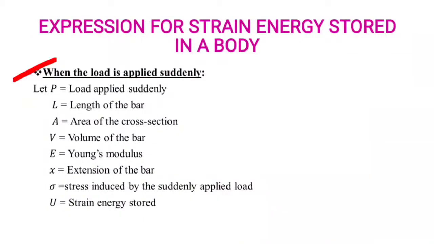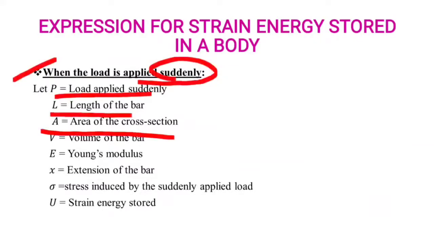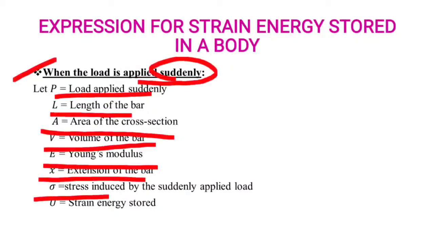Okay, the first case we can see, load is applied suddenly. We don't have a gradually applied load, we have only two cases, that is first one is suddenly applied load, second one is load with impact. Let P is load applied suddenly, L is length of a bar, A is area of cross section, V is volume of a bar, E is Young's modulus. X is extension of a bar, sigma is stress induced by the suddenly applied load, U is strain energy stored.